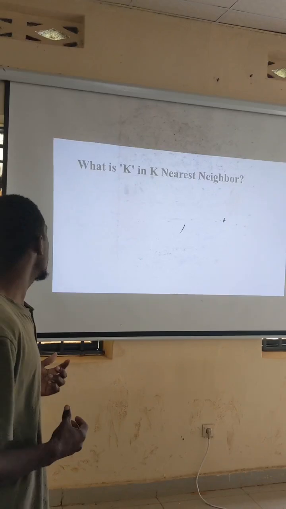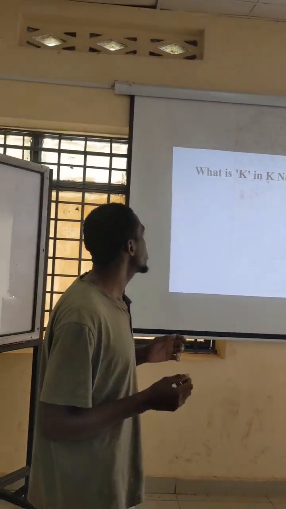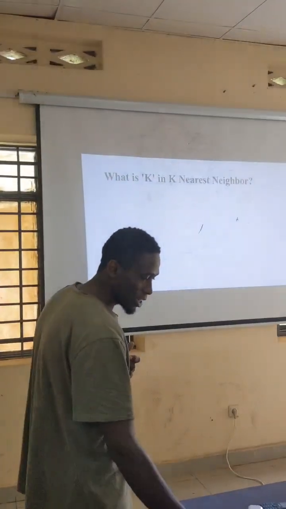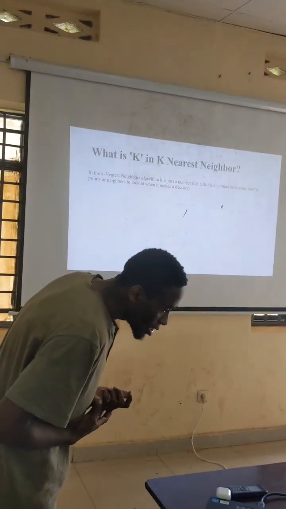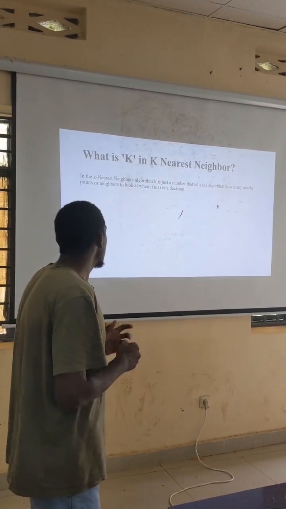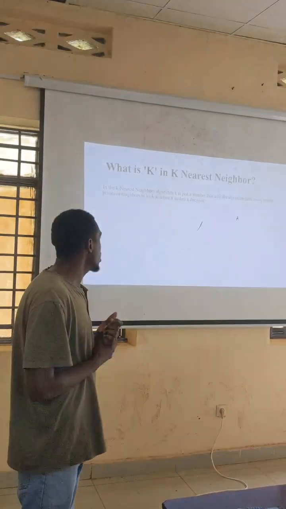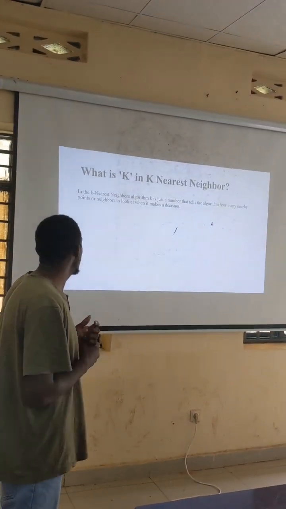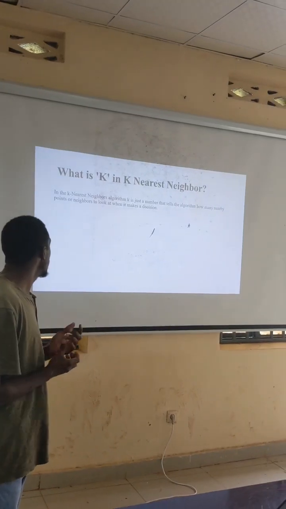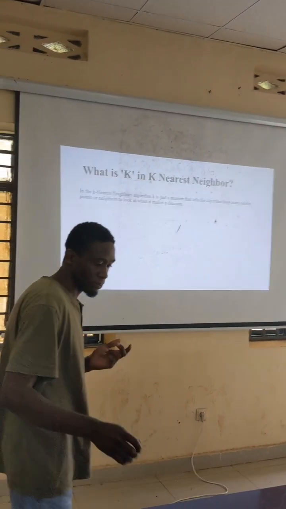So you can ask yourself, what is K in K-nearest neighbor? K in the nearest neighbors algorithm is just a number that tells the algorithm how many nearby points, or neighbors, to look at when it makes decisions.